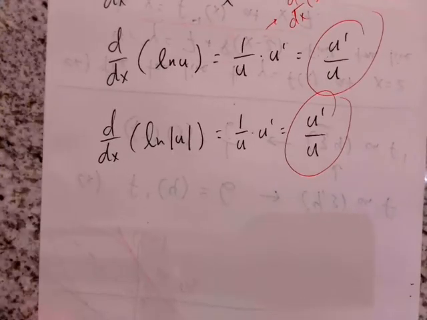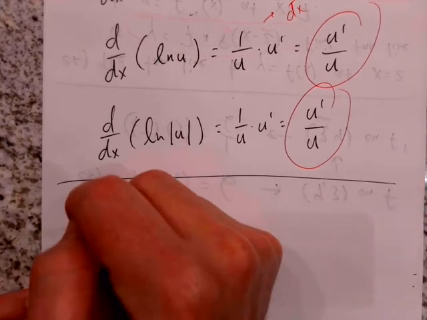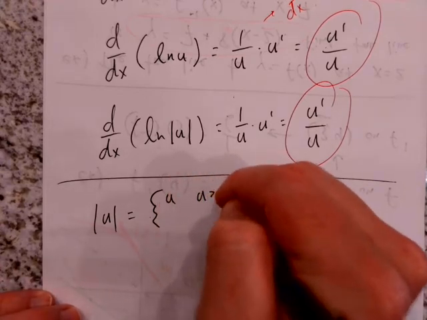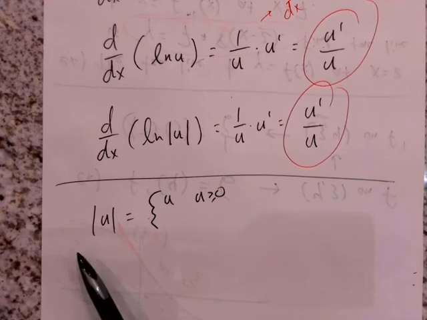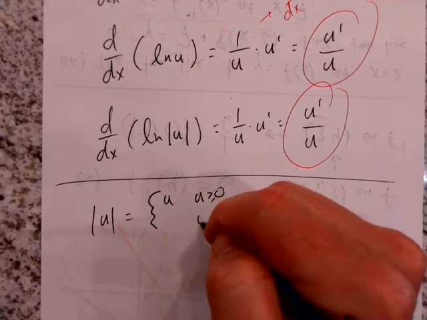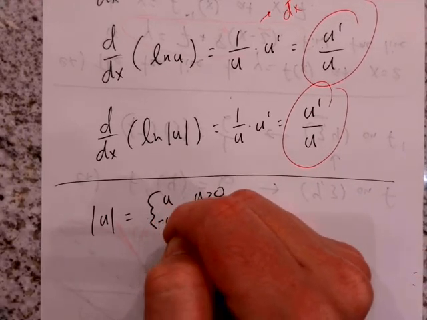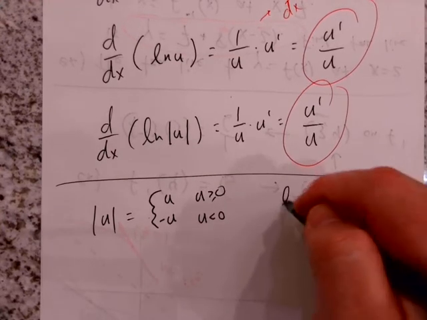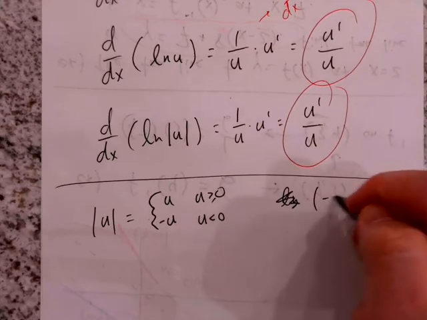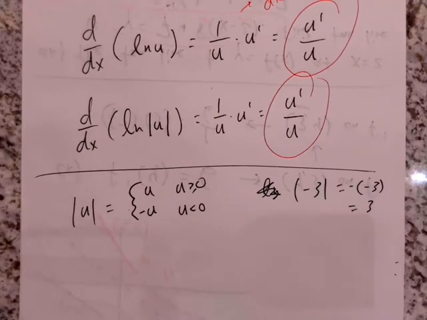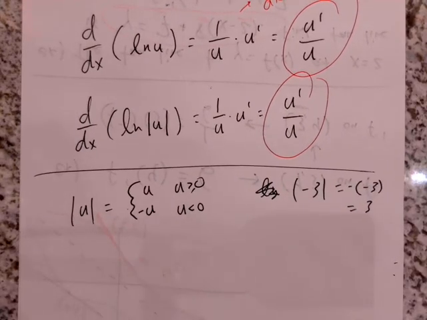To see why that's true, keep in mind that the absolute value of u is really a piecewise function, where if u is positive, then the absolute value does nothing. The absolute value of a positive expression is just the exact same thing. But if u is negative, then the absolute value will change the sign. And when you change a sign algebraically, you just put a negative sign in front of it. Right? Like for example, absolute value of negative 3, that's negative, so it's 3. It just changes the sign. And this is how you change the sign algebraically.